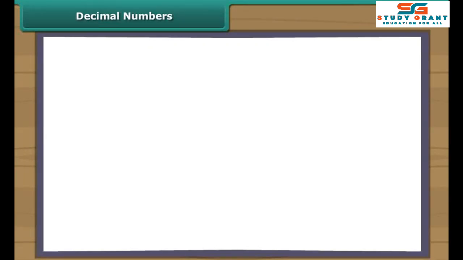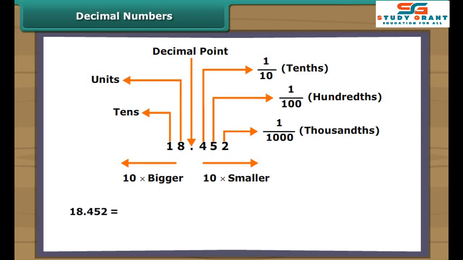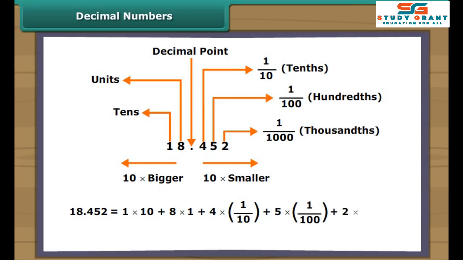Decimal numbers. Friends, look at this number having decimal point. As we move further left of this number, every number place gets 10 times bigger. As we move further right, every number place gets 10 times smaller. The given number can be written in the expanded form as 1 multiplied by 10 plus 8 multiplied by 1 plus 4 multiplied by 1/10th plus 5 multiplied by 1/100th plus 2 multiplied by 1/1000th.